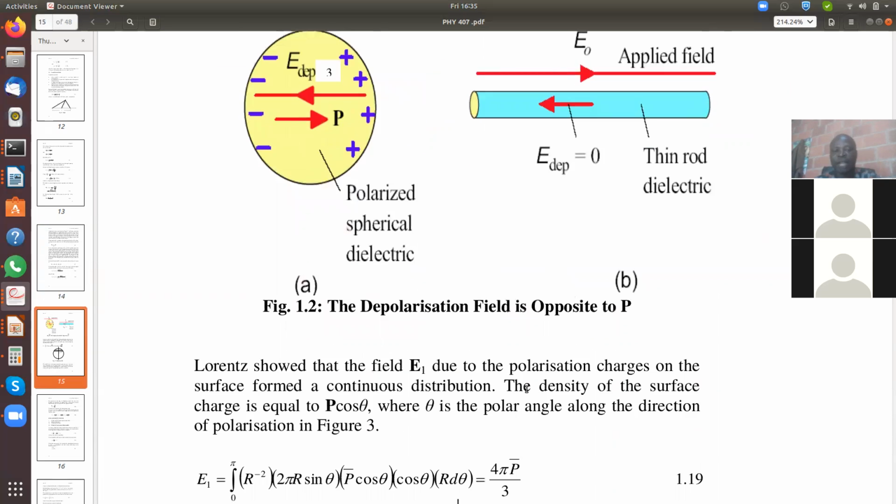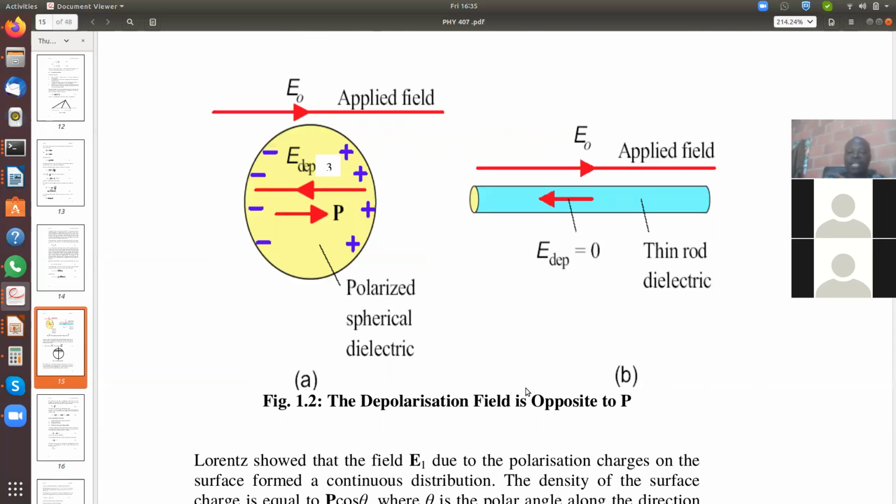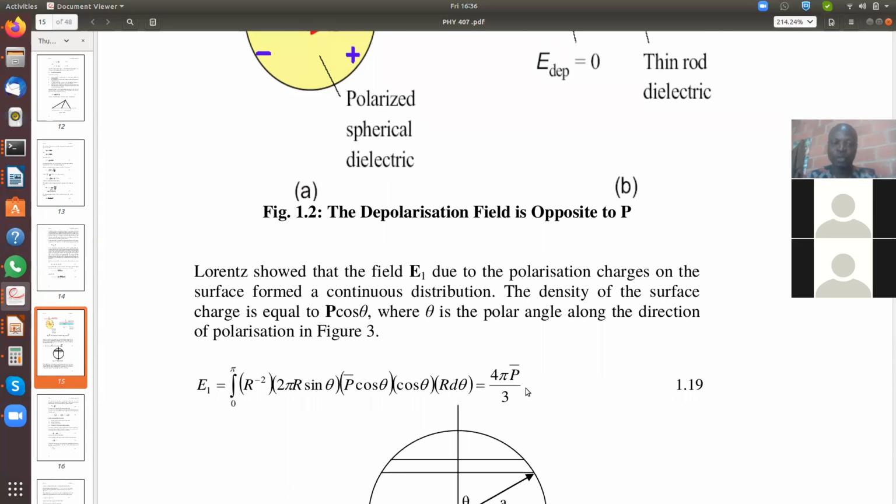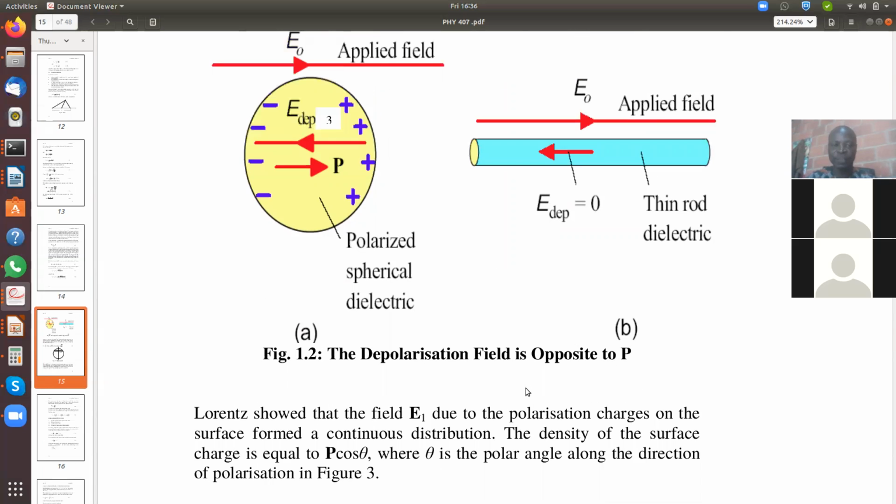So this is a kind of polarization in a spherical dielectric and also in a rod. Somebody can ask you to discuss how polarization takes effect in a spherical material and also in a thin rod. It's more or less like what we have just discussed. Now, if you look at Lorentz, show that field E1, due to the polarization charges on the surface, forms a continuous distribution. What this is trying to tell us is that the field E1 due to the polarization charge on the surface is continuous in nature. That is based on the Lorentz concept.